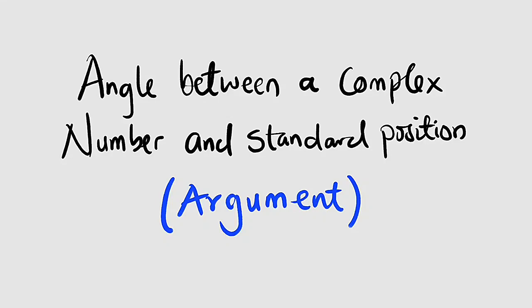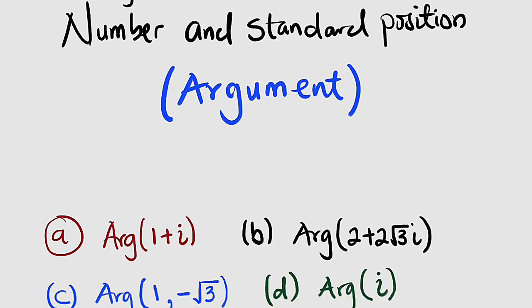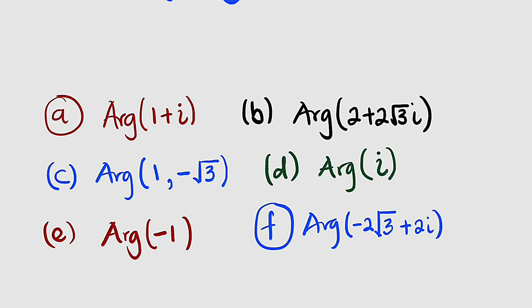Hello, good day viewers. In this tutorial we are going to learn how to find the angle between a complex number and the standard position. And this standard position is just the x-axis from the origin, that's 0 degrees or 0 radian. So we want to find the angle in between. We call it the argument. We have some problems here, 1 to 6, but before we start, let me explain this in detail.